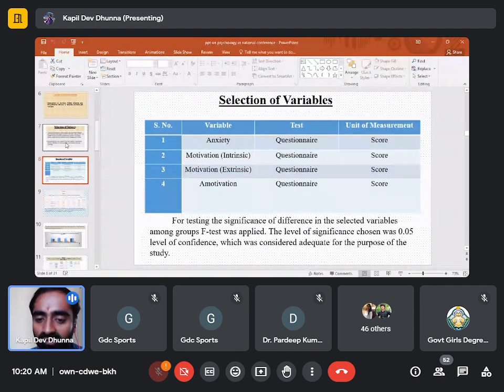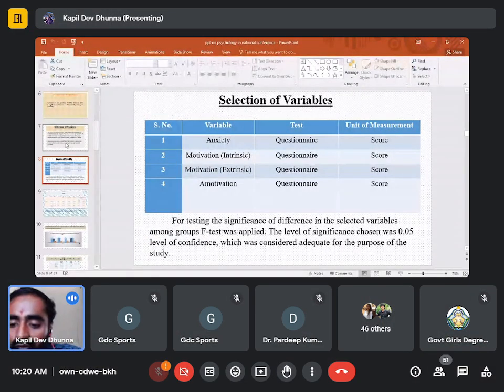For testing the significance of difference in selected variables among the groups, F test was applied. The level of significance chosen was the 0.05 level of confidence, which was considered adequate for the purpose of the study.